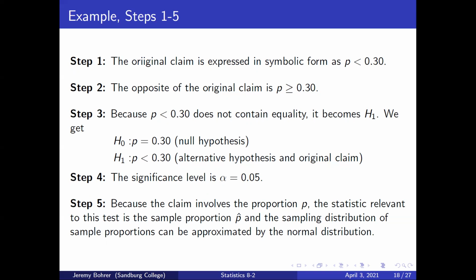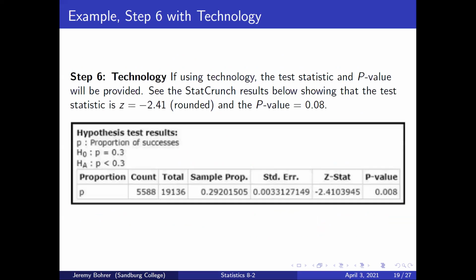Step 4, the significance level is alpha equals 0.05. Step 5, because the claim involves the proportion p, the statistic relevant to this test is the sample proportion p hat, and the sampling distribution of sample proportions can be approximated by the normal distribution. Step 6, if using technology, the test statistic and p-value will be provided. See the StatCrunch results below showing that the test statistic is z equals negative 2.41 when rounded, and the p-value is 0.008.